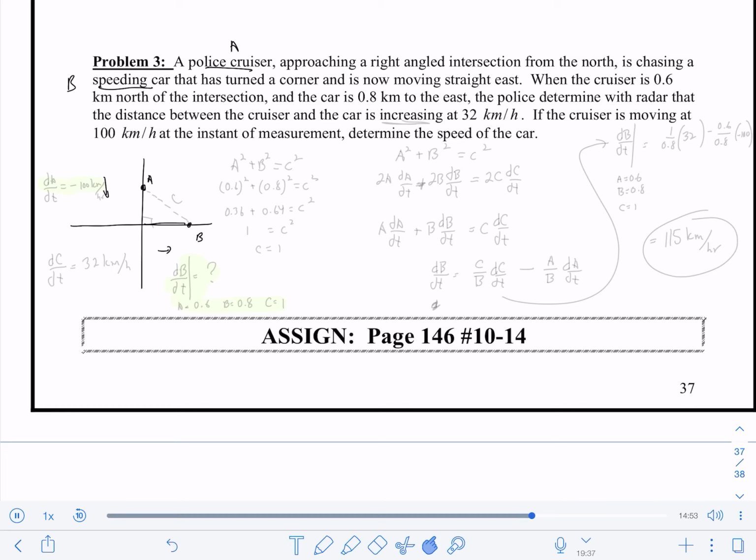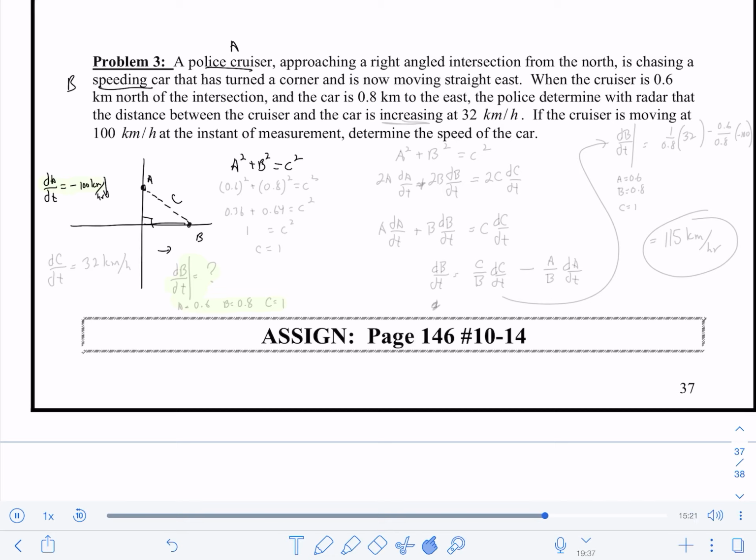When the cruiser is 0.6 kilometers north of the intersection, the car is 0.8 kilometers to the east. And we've got some sort of distance in here, and I'm just going to call that C, and we've got a right angle triangle. You guys can see this A squared plus B squared is equal to C squared relationship showing up there. So dA/dt is going to be negative 100 kilometers per hour.